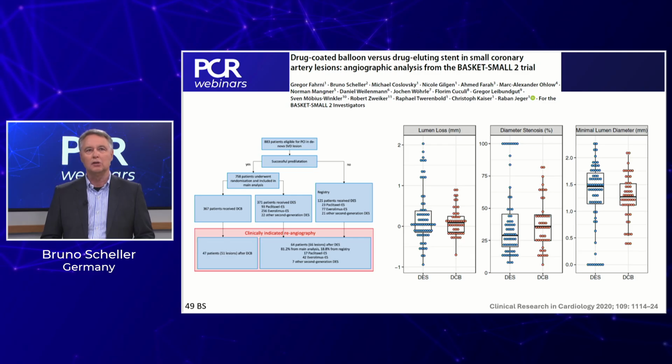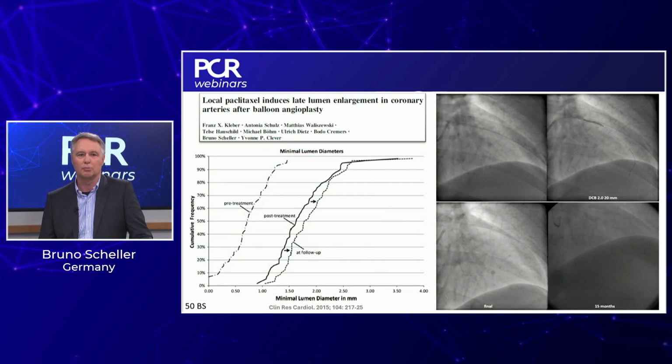One of the questions we always hear from critics is that it's not safe not to stent an artery because we have a high risk of acute and subacute vessel closure. We looked in the angiographic sub-study of the Basket Small 2 trial at the outcome at control angiography, and none of the DCB-treated lesions was occluded. But we had a relevant number of occluded stents, and this clearly supports the safety of this DCB-only approach if you follow the rules of lesion preparation.